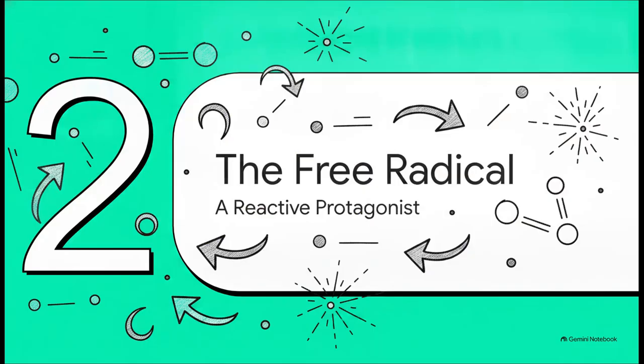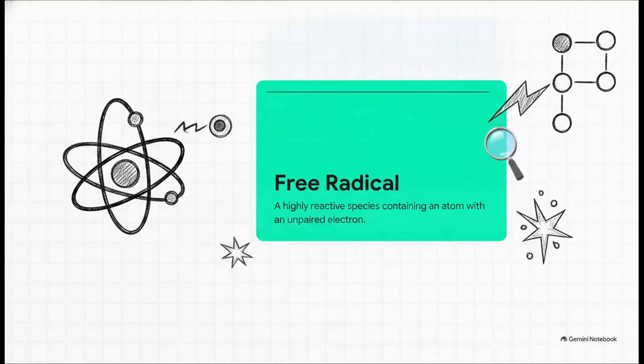Moving on to Section 2, meet the free radical, our reactive protagonist. That specific homolytic split we just talked about, the one using the fishhook arrow, is exactly what brings our main character into existence. Let's meet the radical, or free radical. By definition, it's a species containing an atom with an unpaired electron. So the really crucial point here is that this unpaired electron makes the radical incredibly, almost desperately electron hungry. It's got an incomplete octet, and it does not want to be alone.